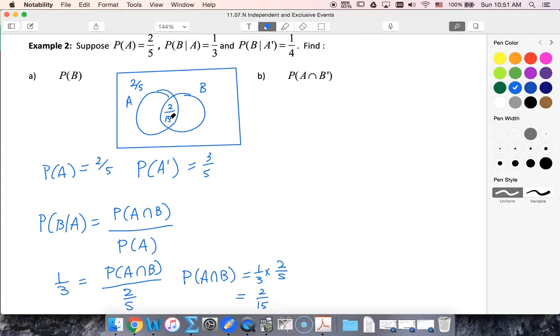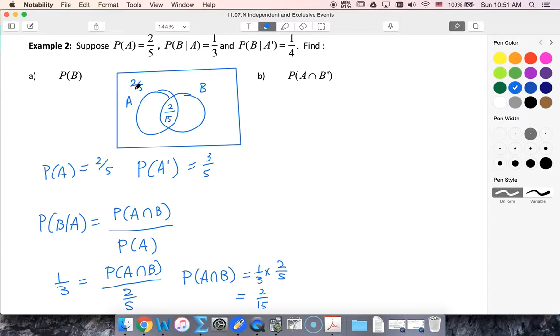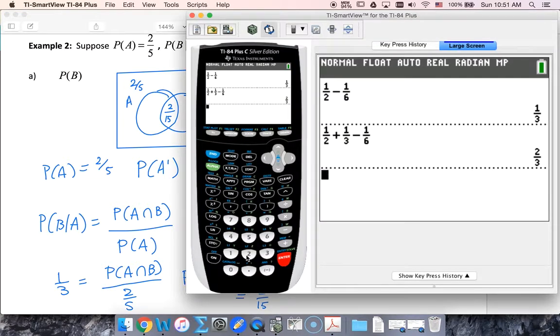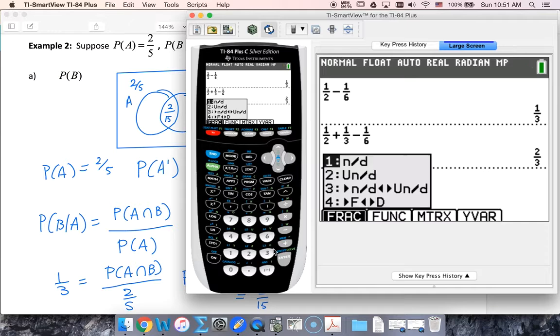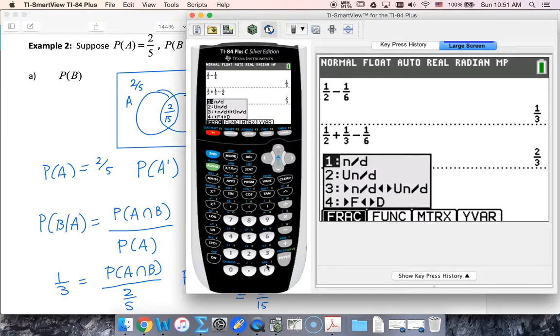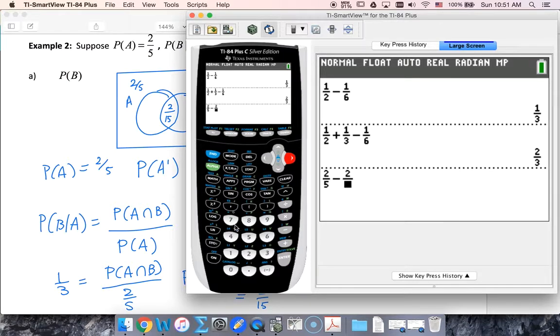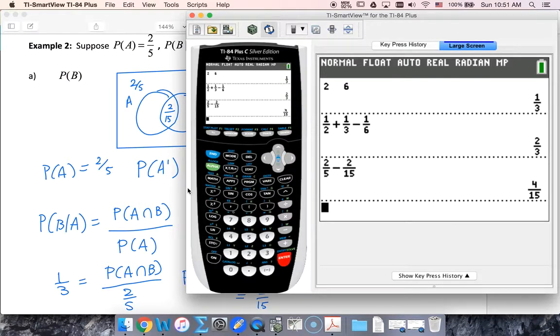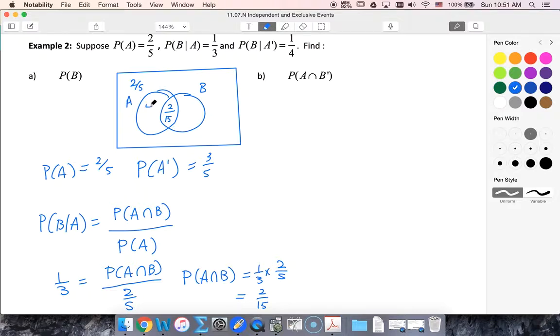Knowing that that's 2/15 is very useful, because then I can figure out this, because I know the whole thing adds up to 2/5. So I could say 2/5 minus 2/15. And I get 4/15, so this bit must be 4/15.